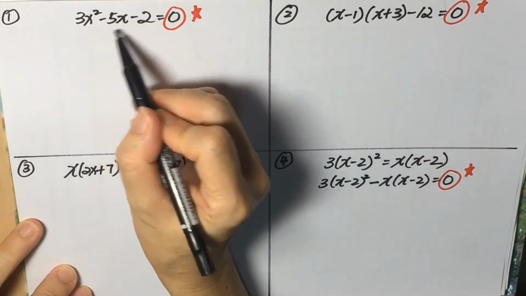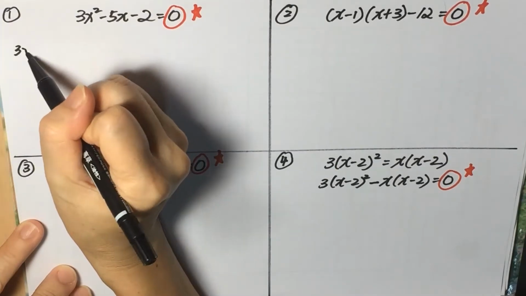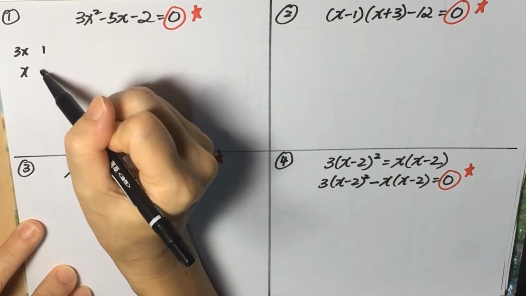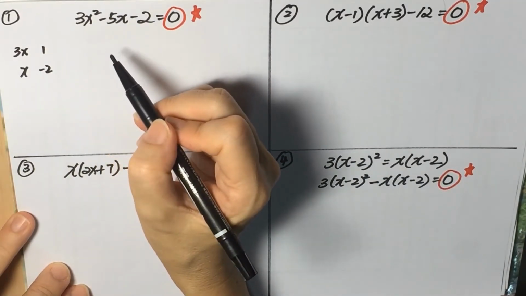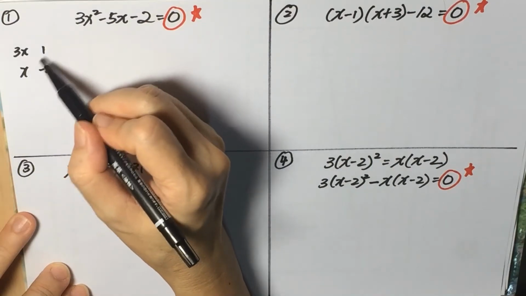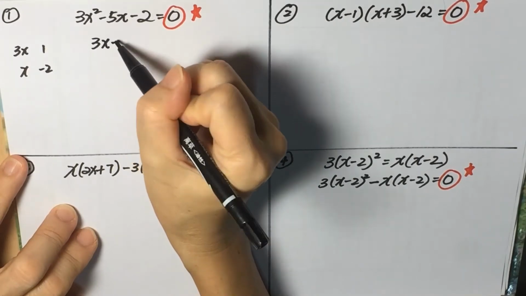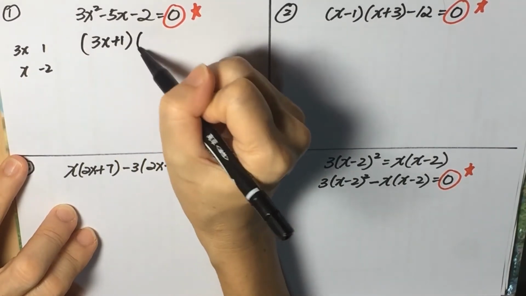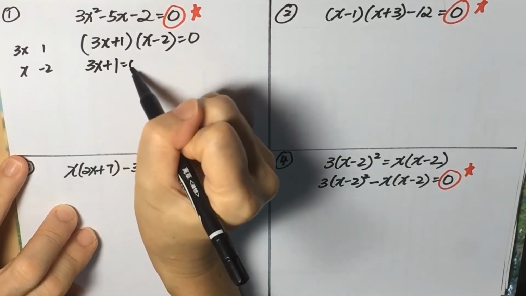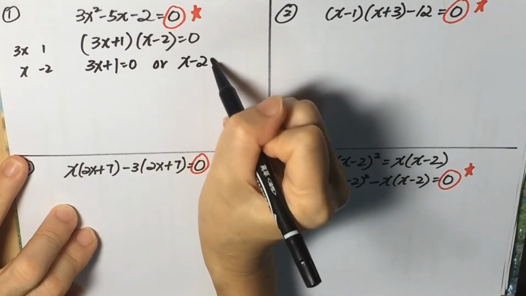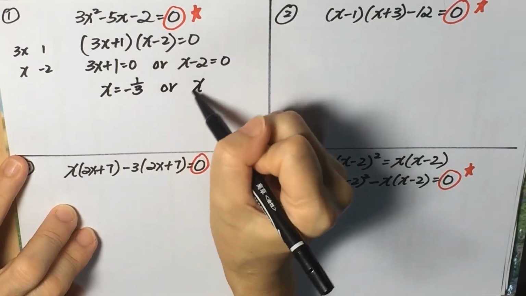Okay, so this is a general form of a quadratic equation. This kind is the easiest. 3x, x, 1 and negative 2. Okay, so I will have 6x plus x, so that's negative 5x. So here I factorize it to be 3x plus 1, x minus 2 equals 0. So either 3x plus 1 is 0 or x minus 2 is 0. So here x is negative 1/3 or x equals 2.